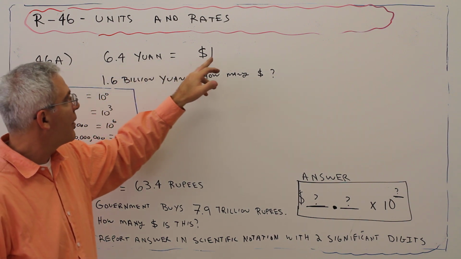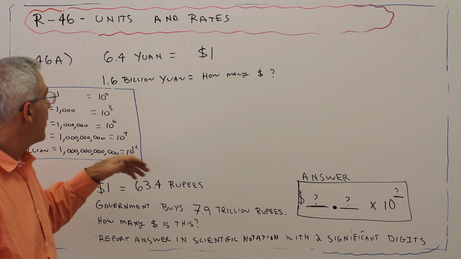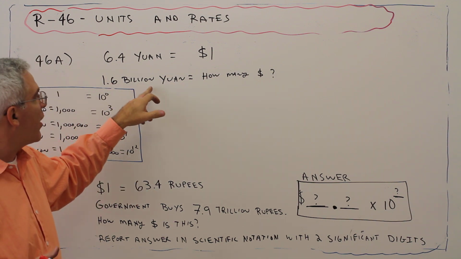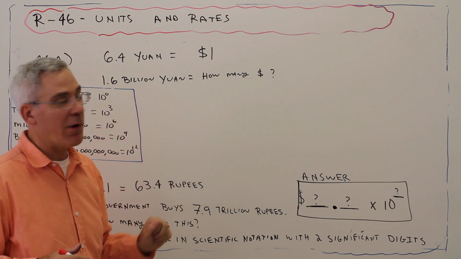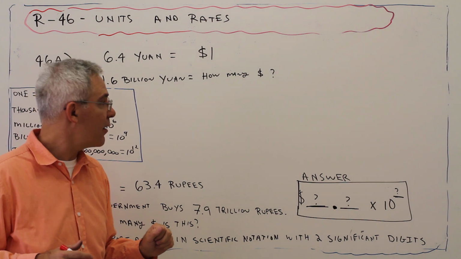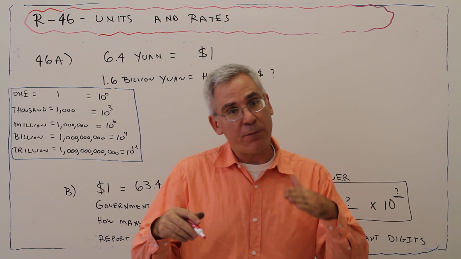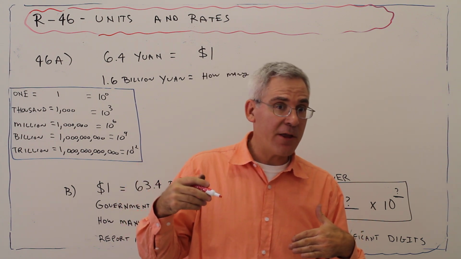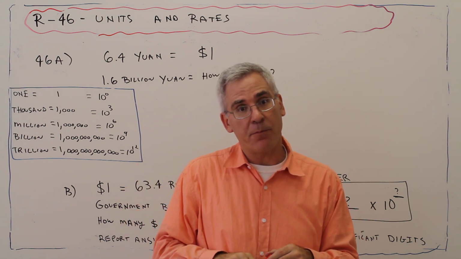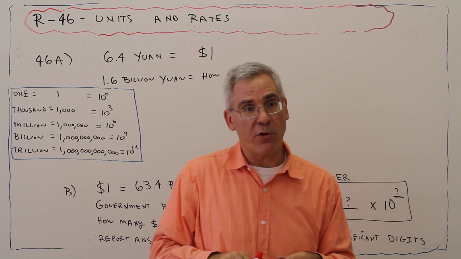6.4 yuan equals 1 US dollar. The government purchases 1.6 billion yuan and wants to know how many US dollars that is equivalent to. There's two ways of doing this. I'll do it first by the unit analysis method and then just by the ratio method with the proportion.